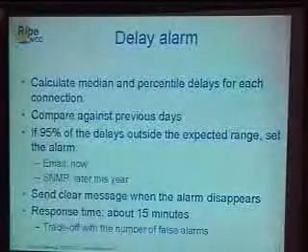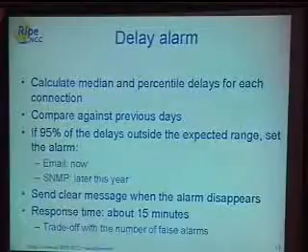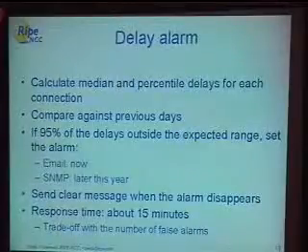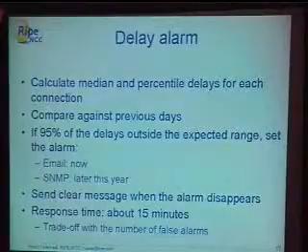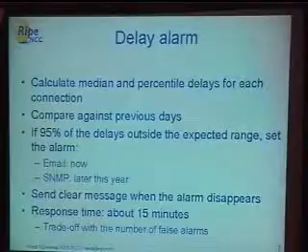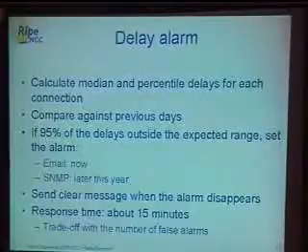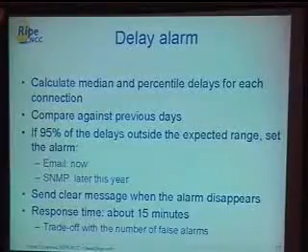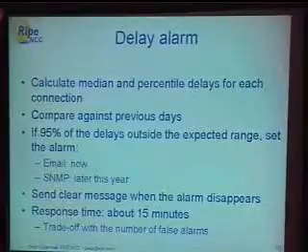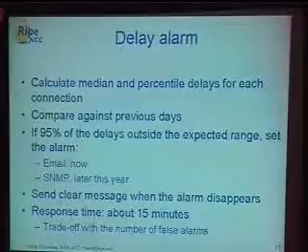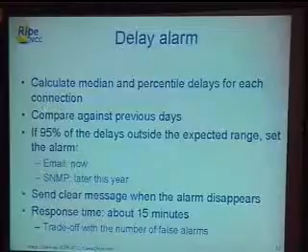So this is how we do it. We basically calculate median and percentile delays, and we compare that against the previous days. And as soon as 95% of the delays are outside the expected range, we'll raise an alarm. At the moment we do this by email. We're planning to move this into SNMP later this year, so that it can be put into whatever monitoring system you have at your NOC. Of course, besides setting the alarm, we also clear it if the unusual condition disappears.